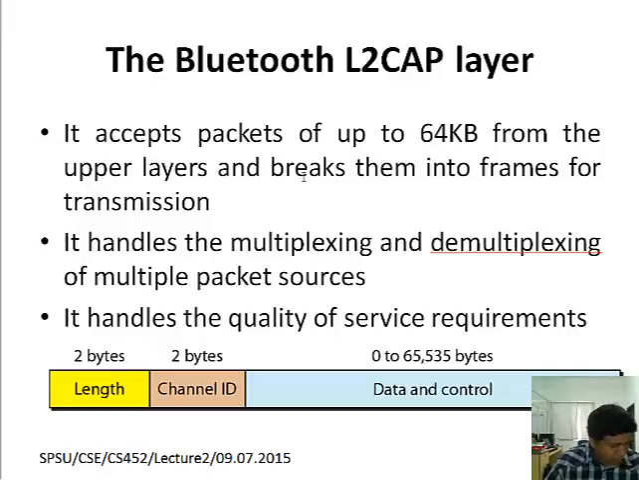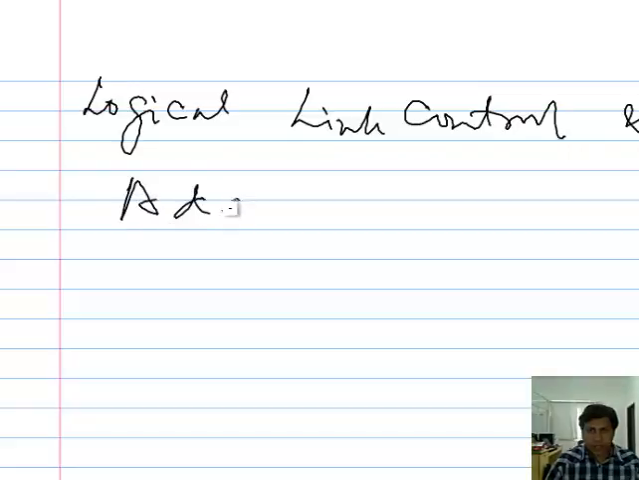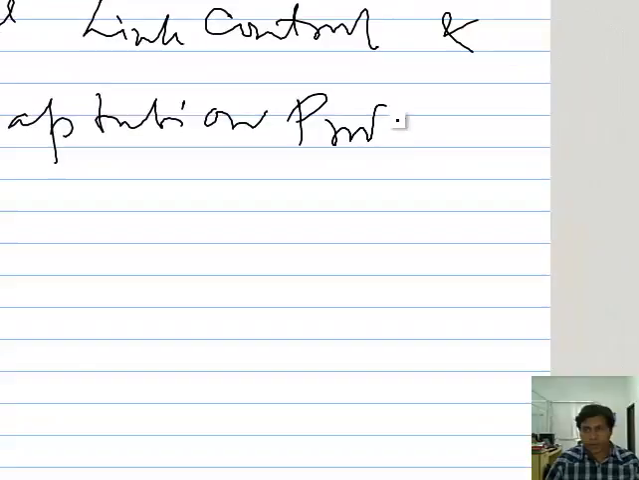Now the next and most important part of Bluetooth is called L2CAP. The full form of L2CAP is logical link control and adaptation protocol.